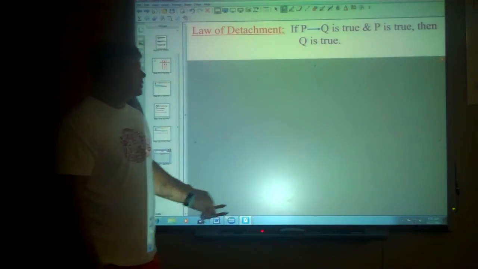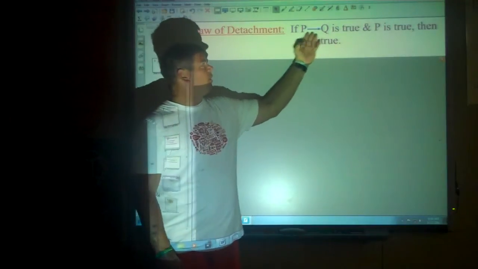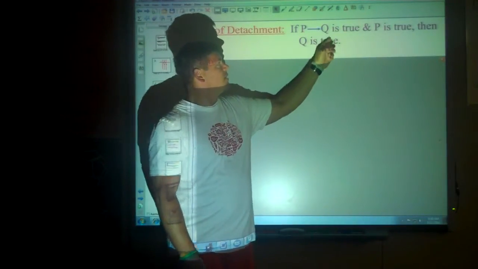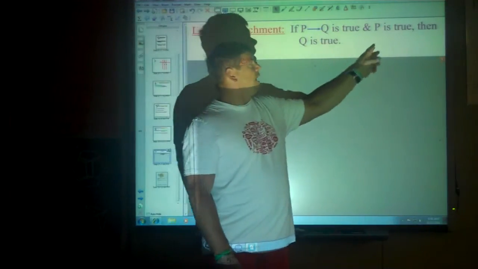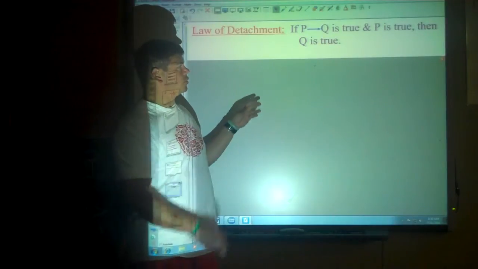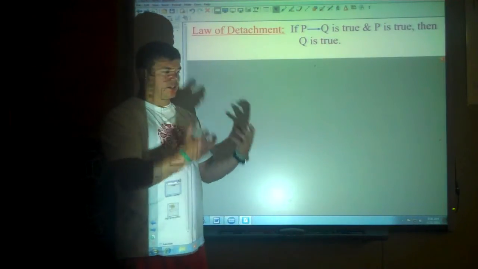The law of detachment. Now, we've seen these symbols before. It says if P, then Q. So this is a conditional statement. If that is true, and we know that the hypothesis part is true, then we're going to know that the Q part is true. The conclusion. Detachment means to break something up.